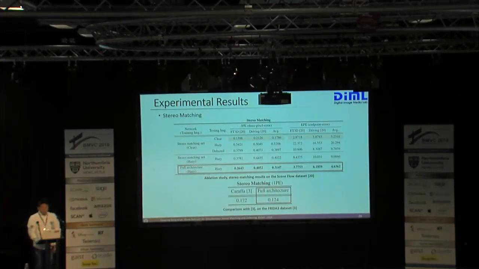Quantitative results for stereo matching are given. In the table, we specified the type of images the networks are trained and tested with. The first and the second rows show how a stereo matching network trained with clear images performs on clear and hazy situations. Those measures are used as references.